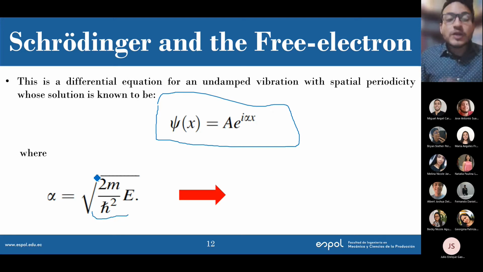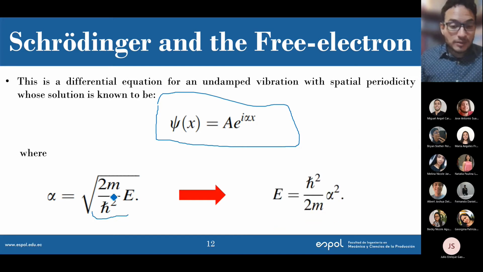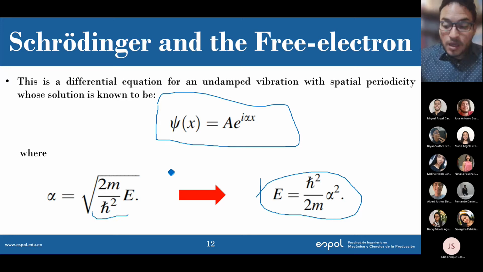Okay, so if we rearrange this and solve for E, for the energy, what are we going to get? Well, that's quite easy, right? We just rearrange this, solve for the energy, and we get this. And that term is going to be extremely important. So save this equation because we're going to use it a lot. So the total energy.